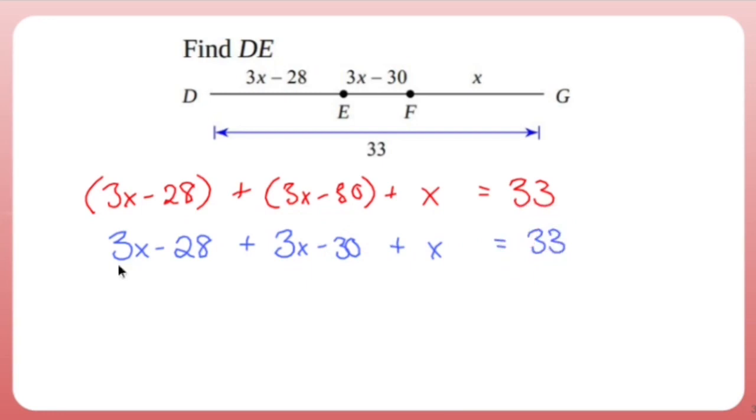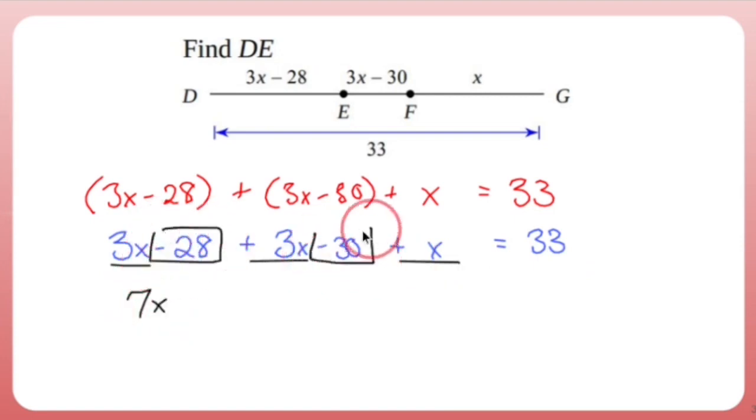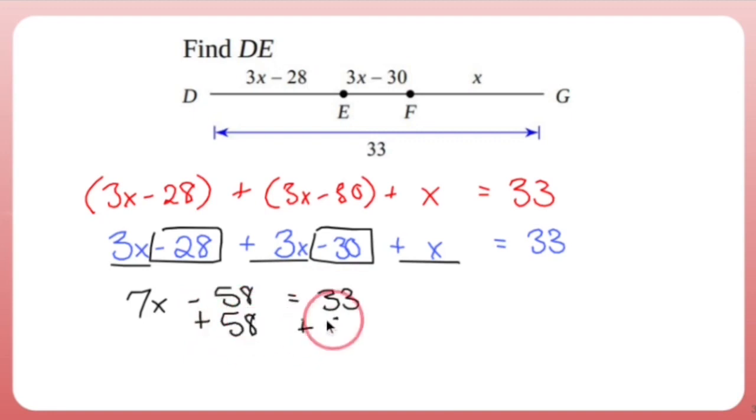Let's combine some like terms. We got 3x, we've got another 3x, and we've got 1x, so that's 7x. We've got negative 28 and negative 30, which is negative 58, and that equals 33. Now it's just a regular two-step equation. Let's add 58. 7x is going to equal 91.